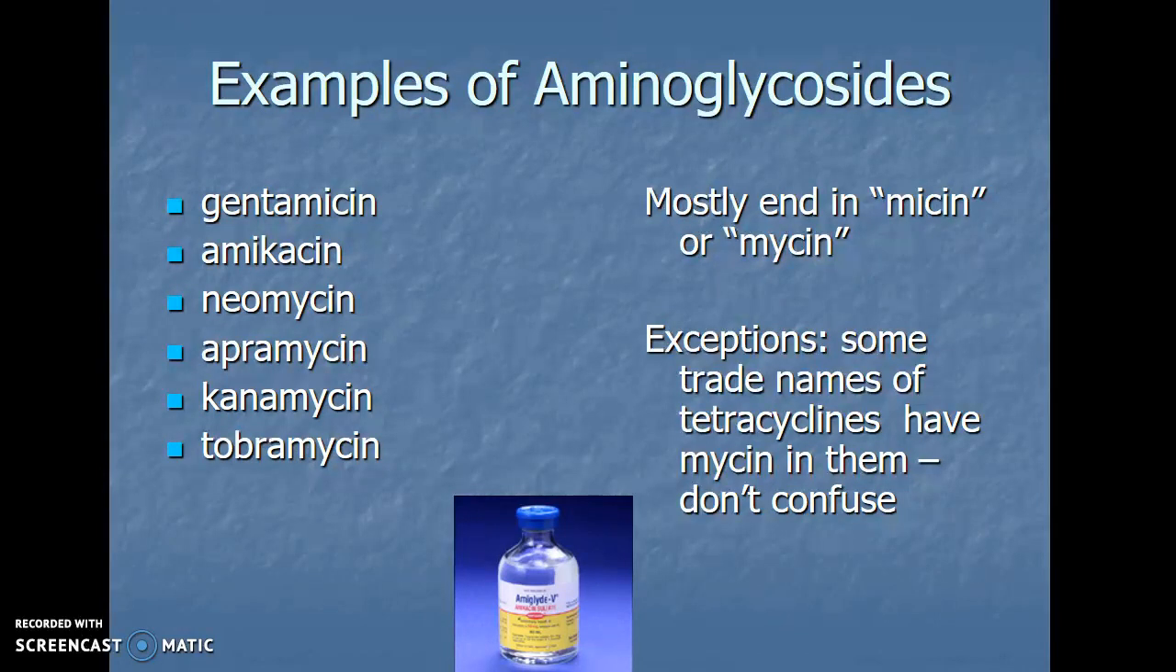So the typical names end in mycin or micin, spelled with either an I as the second letter or a Y as the second letter. There are some tetracyclines that also have this mycin in the name, so you have to be careful not to confuse them. But in general, this is a way to recognize the aminoglycosides. So some of the names: gentamicin, amikacin, neomycin, apramycin, kanamycin, and tobramycin. And by far, the ones that we use the most are gentamicin and amikacin.